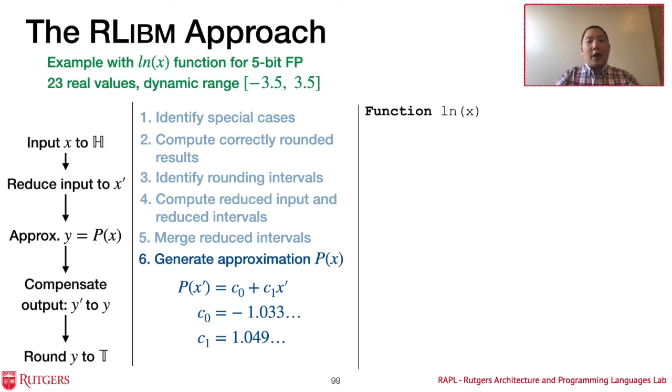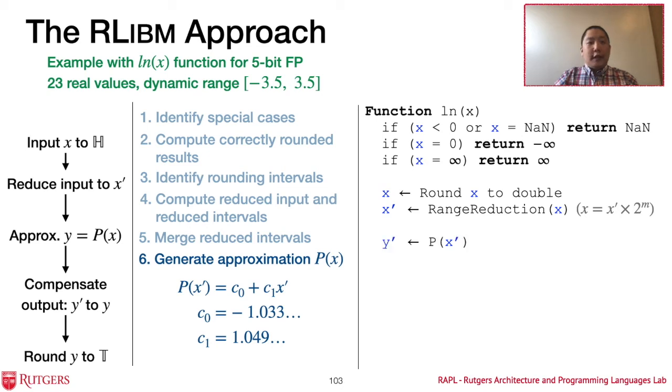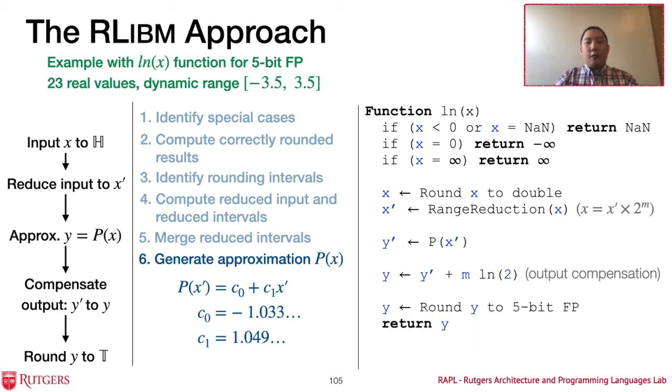Finally, let me show you how we can implement the natural log of x function. First, we determine if an input is a special case input. If it is, we return the correct result accordingly. Next, we round the input x to double and compute the reduced input x prime based on our range reduction function. Then we evaluate our polynomial approximation with the reduced input x prime, which approximates natural log of x prime, and perform the output compensation function to produce an approximation of natural log of x. Finally, we round y, our approximation of natural log of x, back to our 5-bit floating point representation and return the result.